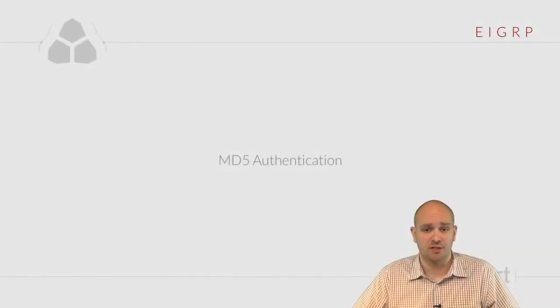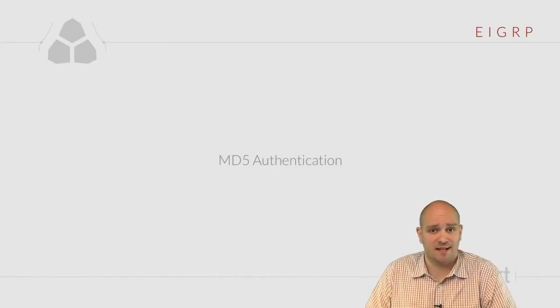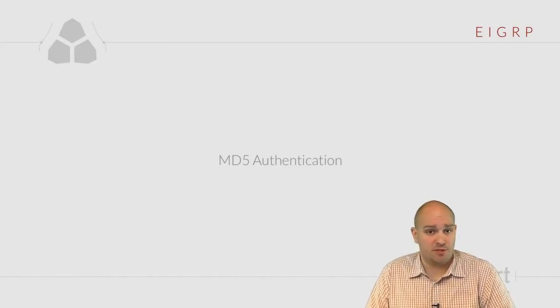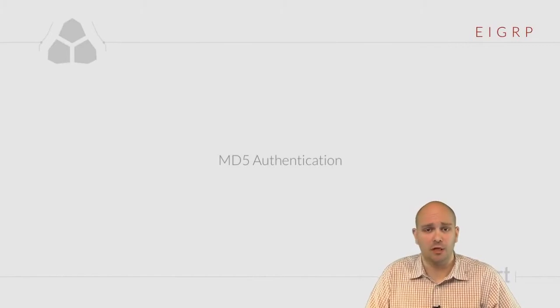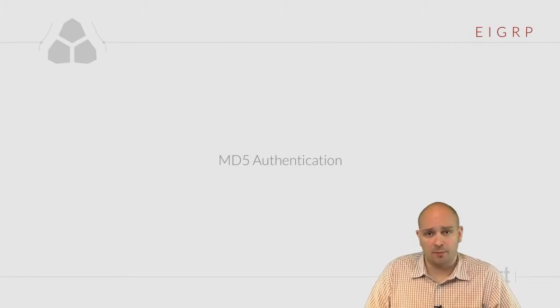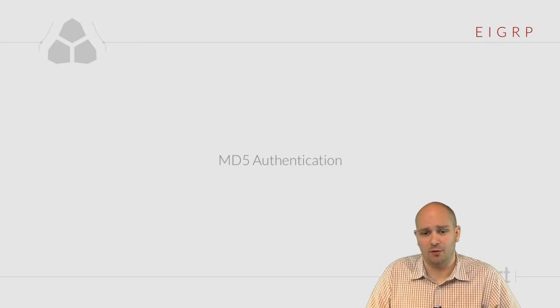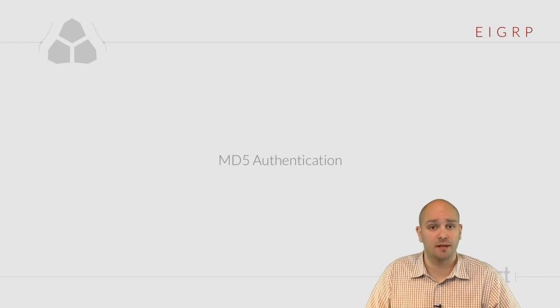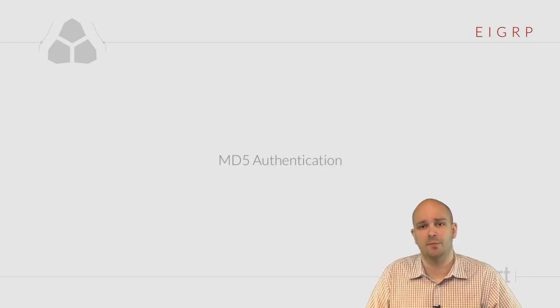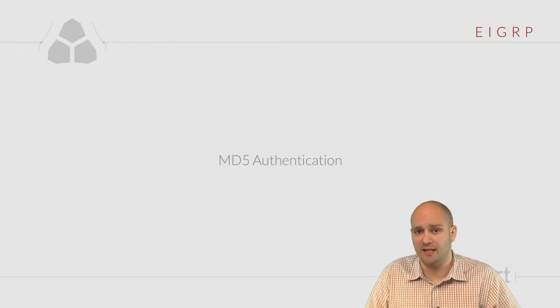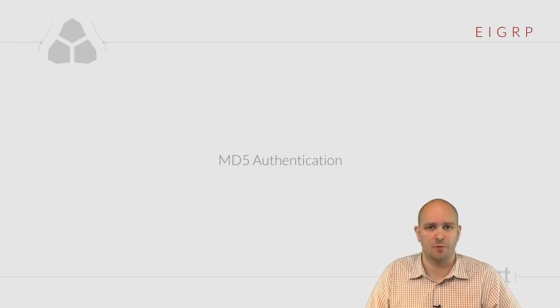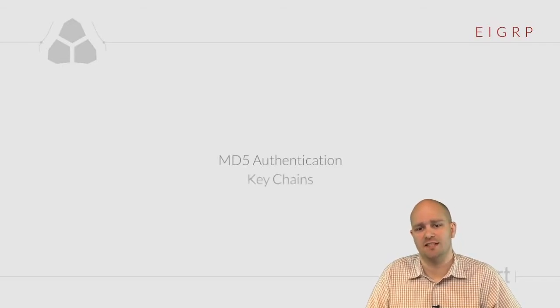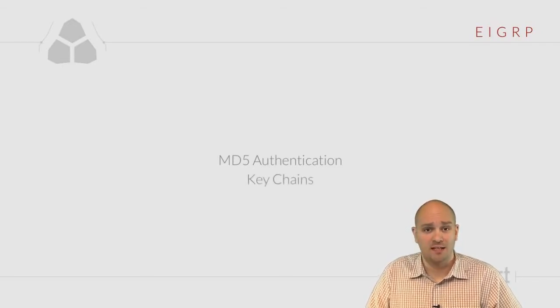I briefly mentioned EIGRP authentication just a second ago. EIGRP supports MD5 authentication of all communications, and I'm going to talk about it next, but before I talk about MD5 authentication in EIGRP, I need to spend just a minute talking about one protocol-independent feature that is used by EIGRP authentication and other subsystems in IOS to provide the necessary key infrastructure used by authentication services. And this feature are keychains.